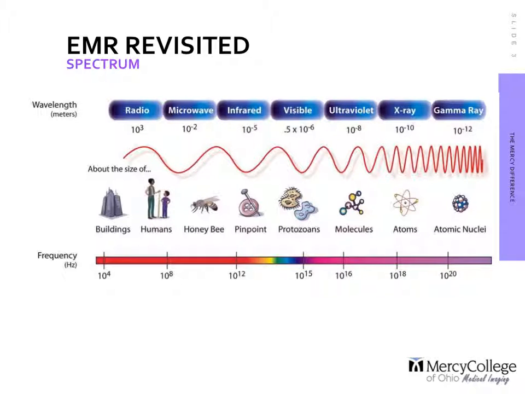Now, wavelength, which is reported here, and frequency, which is reported here, do have an inverse relationship. So as wavelength decreases, frequency, or how often those waves occur in a given period of time, will subsequently increase. And frequency is also related to energy. So higher frequencies equal higher energy, a direct relationship there.